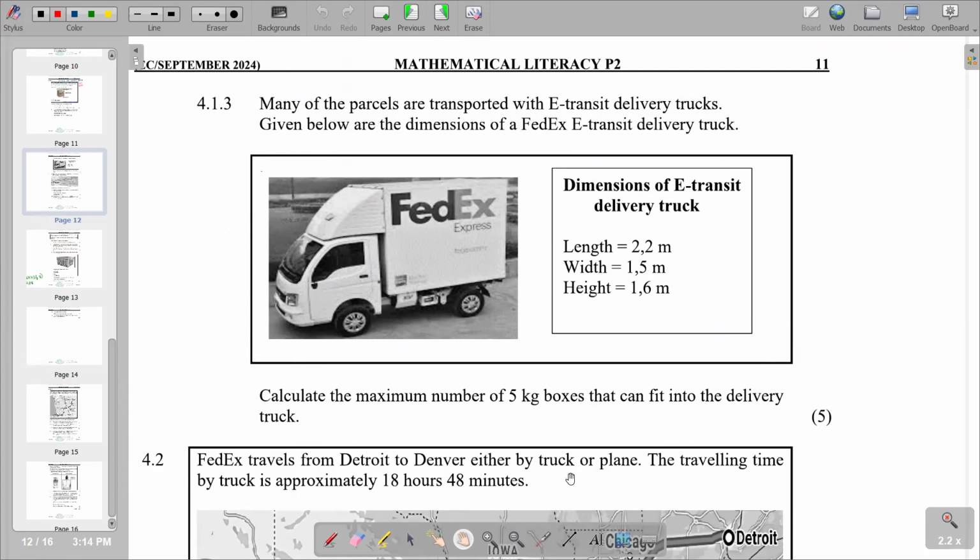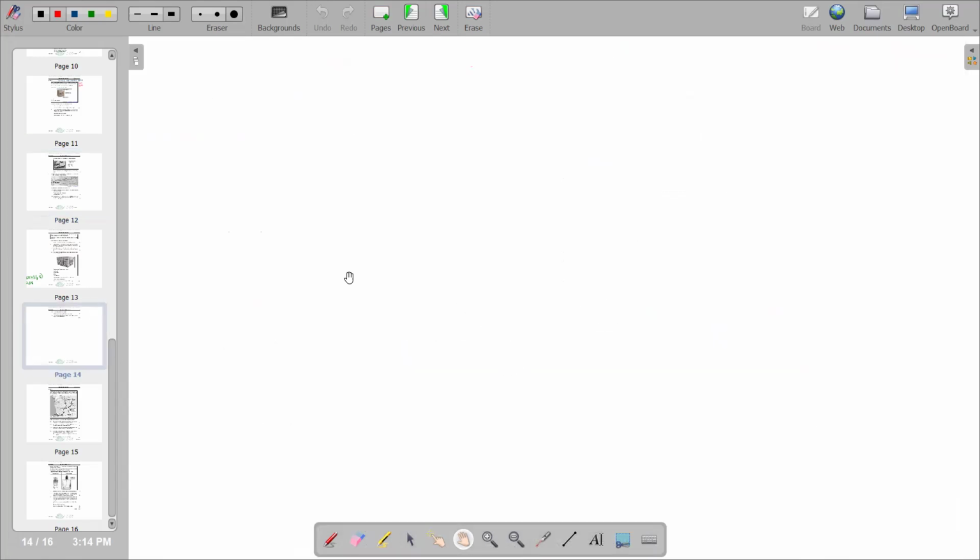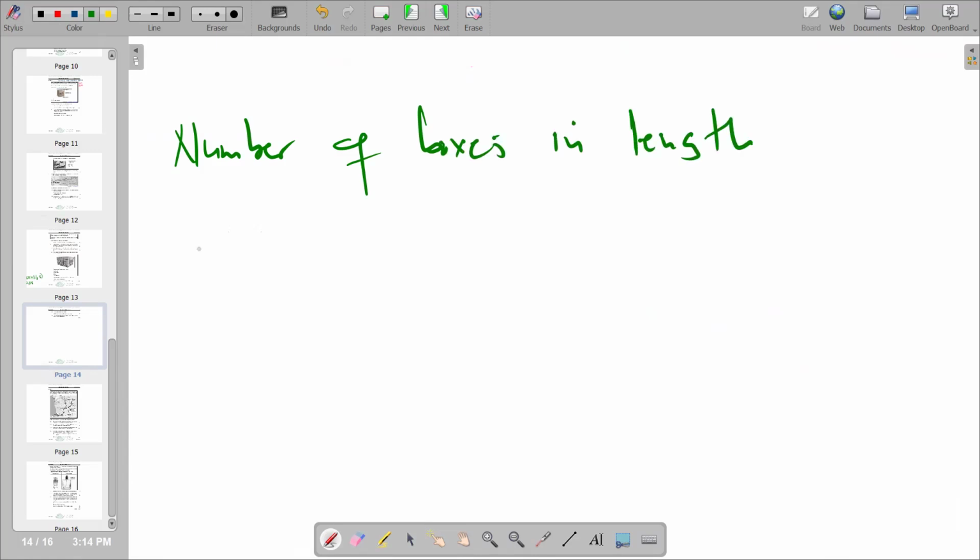So basically, we are going to see how many boxes fit in terms of our length, how many in terms of our width and height. So I will start with the number of boxes in length, and then we go to the number of boxes in width, and then in height. So let's start with the number of boxes in length.